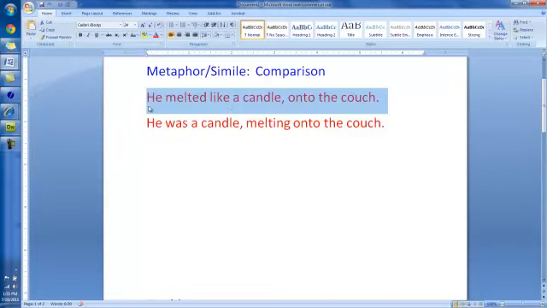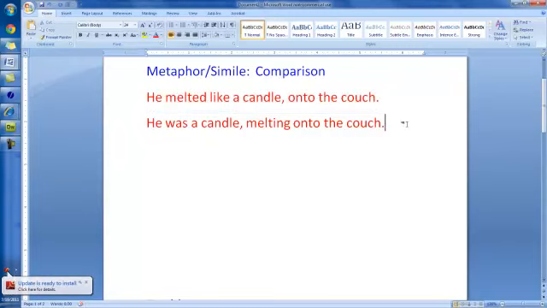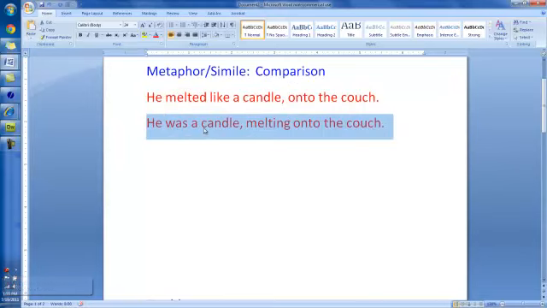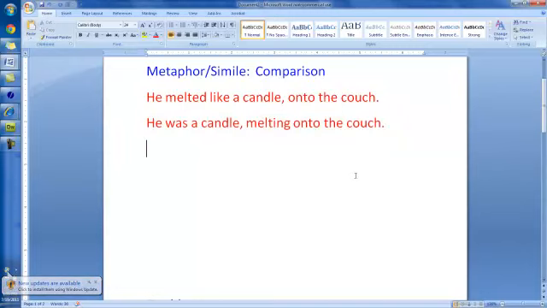So if you're talking about someone who's exhausted and you say he melted like a candle onto the couch, you're using a simile. If you say he actually was a candle, that's a metaphor. He was a candle melting onto the couch. The most interesting metaphors and similes are those that make an unusual connection that you haven't thought of before.